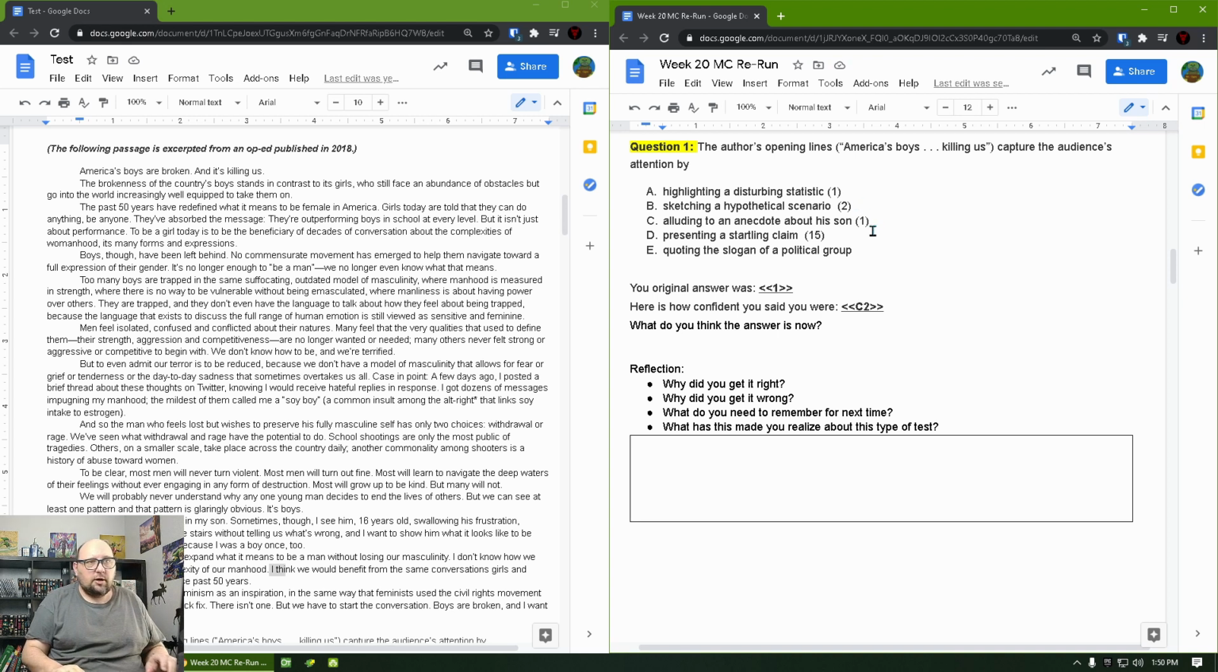Let's talk about this one right here, C. 1 person voted for alluding to an anecdote about his son. And I'm going to say 2 things about why people might have picked this. I know I actually had a lot of people picking this one yesterday on my A-Day classes. A lot of people picked this one.